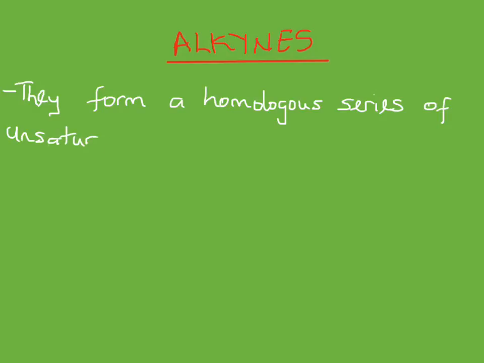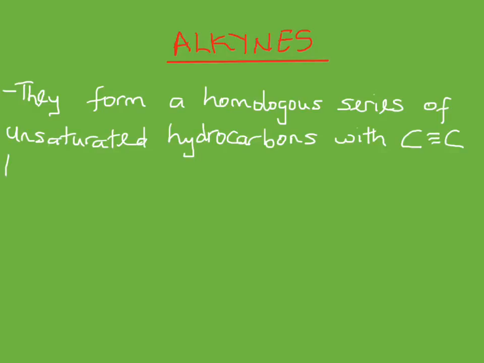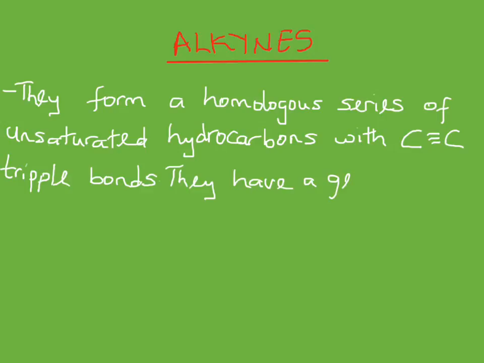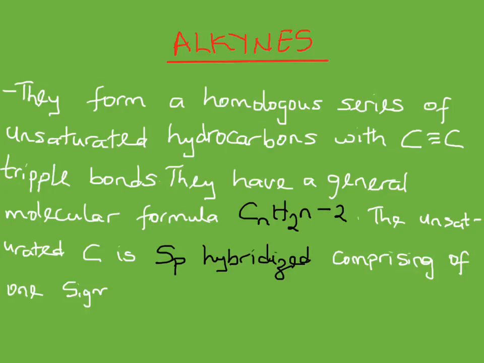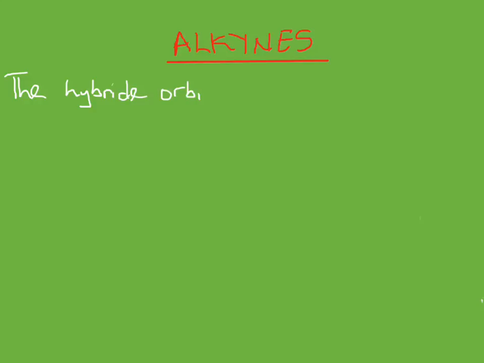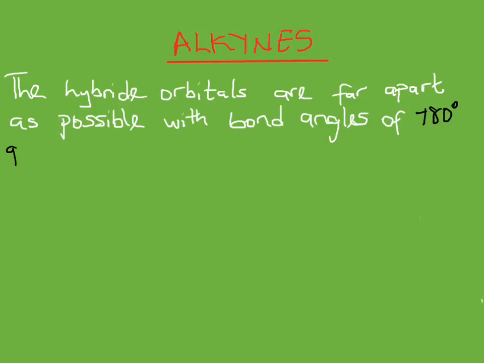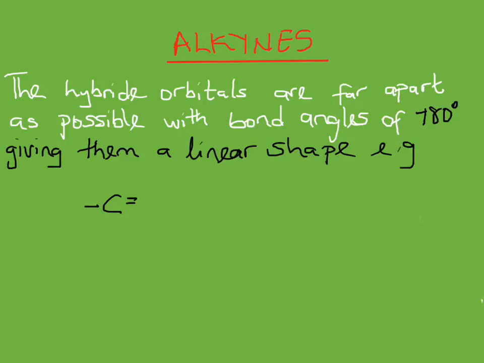Alkynes form a homologous series of unsaturated hydrocarbons with carbon-to-carbon triple bonds. They have a general molecular formula, CnH2n-2. The unsaturated carbon is sp hybridized, comprising 1 sigma bond and 2 pi bonds. The hybrid orbitals are as far apart as possible, with bond angles of 180 degrees, giving them a linear shape. For example, from the example below there are 2 carbons, and this gives rise to ethine, and the bond angle of ethine is 180 degrees, and the shape there is linear.